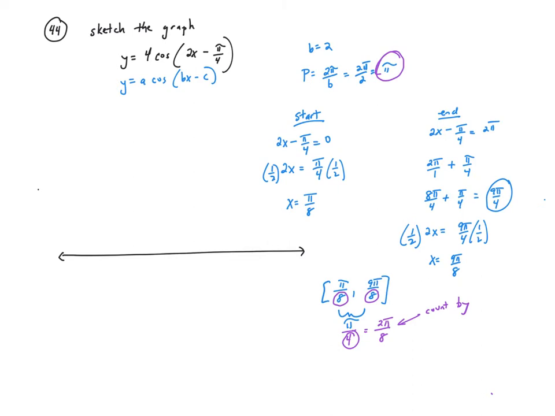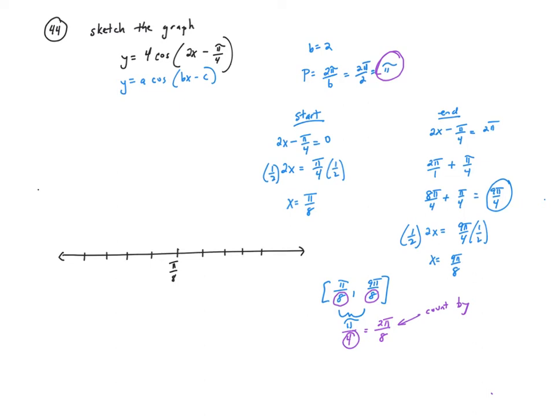So now we need to take all of this information and make a graph out of it. Remember that our cycle starts at pi over 8. We divided our interval into 4 parts, so put 4 slash marks. The directions are going to say to draw 2 cycles of our curve, so I drew 4 slash marks forward and 4 slash marks back.